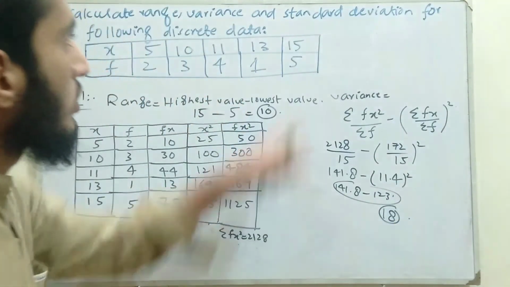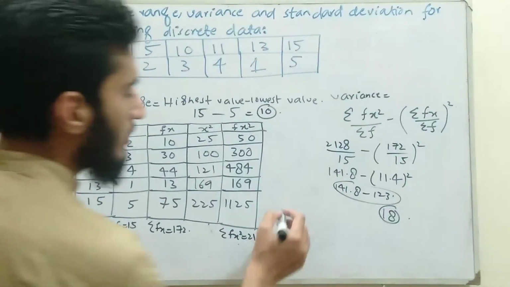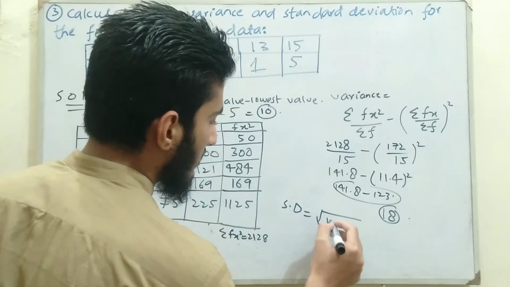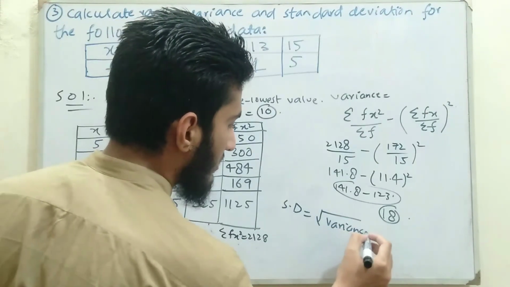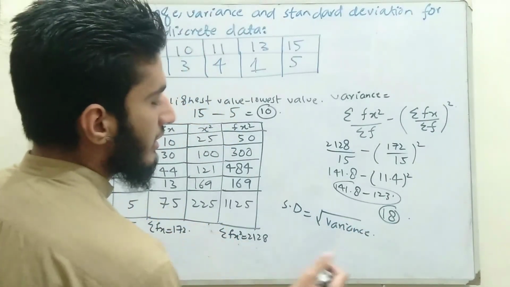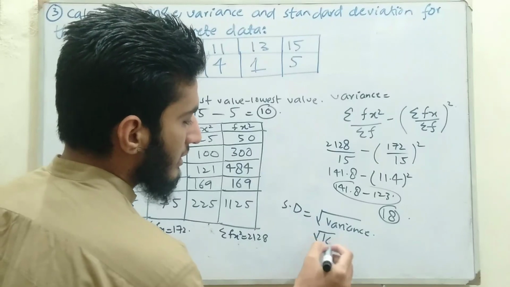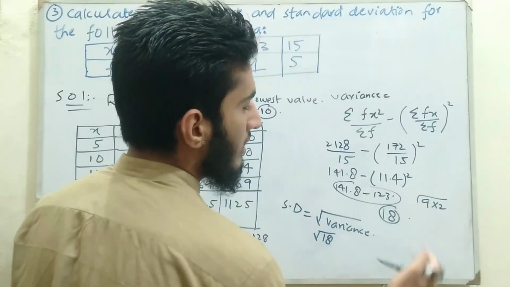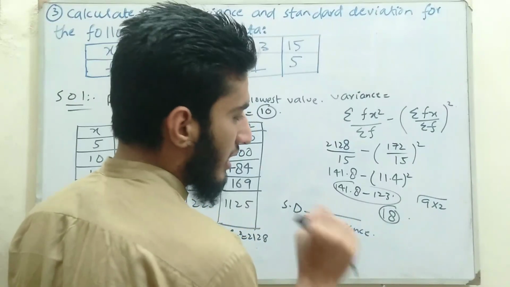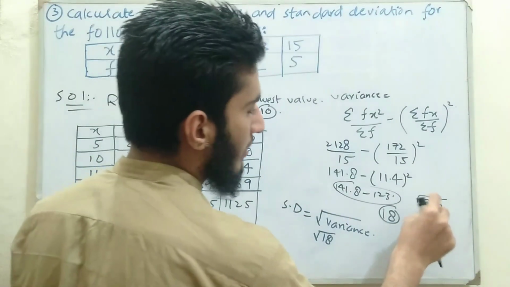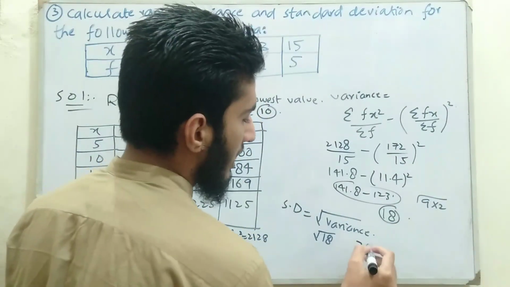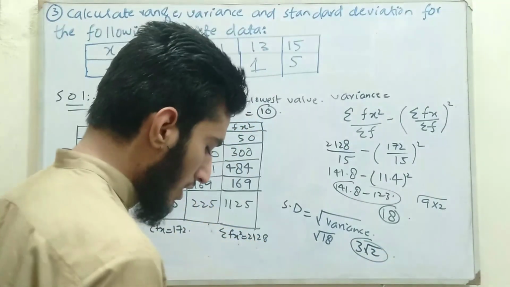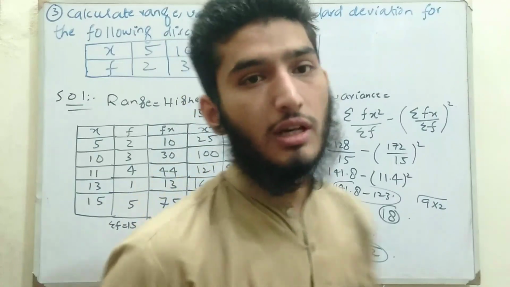Now after this we are going to find the standard deviation. The formula for the standard deviation is the under root of variance. Our variance is 18, so put it over here for finding the standard deviation. Under root 18 can be written as 9 multiplied by 2. So the under root of 9 is just 3, and 2 will remain inside the under root. So the value will become 3 into under root 2. This is the standard deviation. So with this the question is completed.